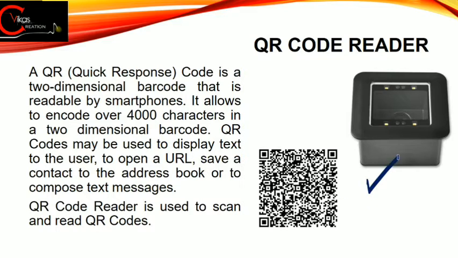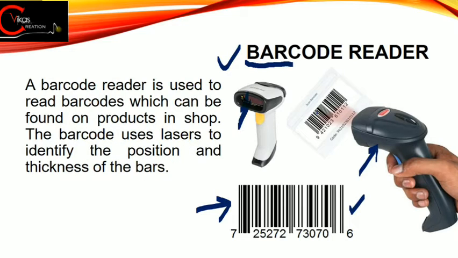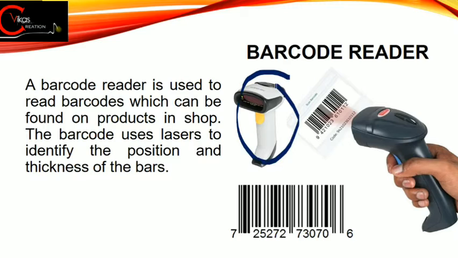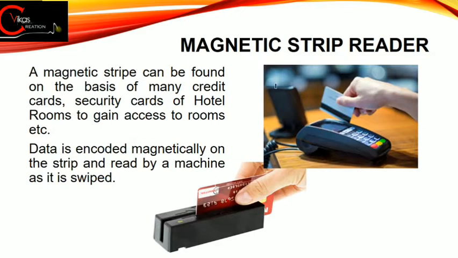So over here we have a picture of our QR code reader. There are two types of QR code reader. The first one looks something like this, and the other one is similar to our barcode reader. It means the other one is a simple handle-like reader, something like this. Then next we have the magnetic strip reader.